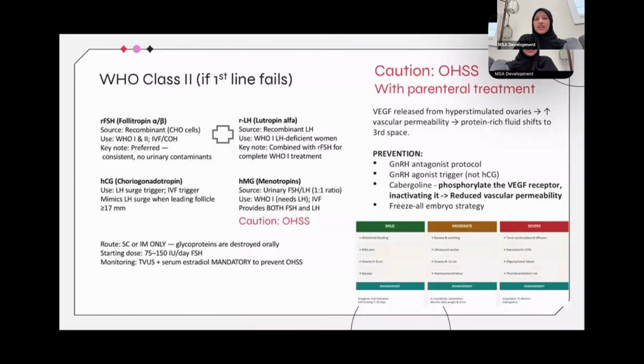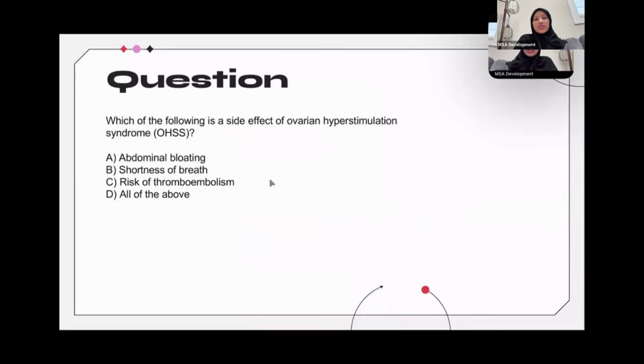That is for infertility. Be cautious of OHSS. Which of the following is a side effect of that? I'll go on because this is a recording. It is all of the above. So thromboembolism with increased estrogen. If anything you remember from this lecture, just know that estrogen has a high risk of causing embolism or thrombotic events. That is always the case. If it's hyperstimulated, obviously it will increase that risk. Shortness of breath, remember, because of the ascites, the edema and the bloating, it can cause respiratory distress as well.